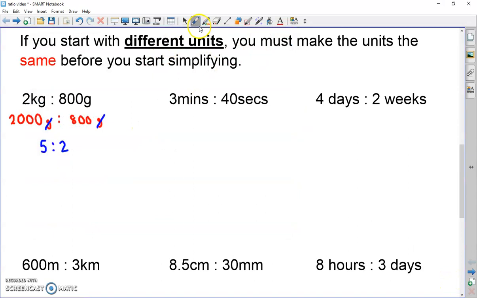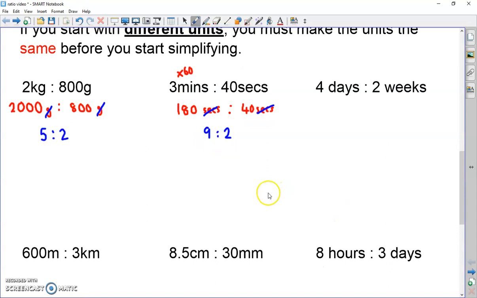Let's have a look at the next one, and then you can do a couple yourselves. This time you've got a mix of minutes and seconds. The easiest thing to do is to change this into seconds. 60 seconds in a minute. So that's 180 seconds on this side. And 40 seconds on that side. We can get rid of the seconds bit now because they're matching. We don't need the units. And if you divide that down, you should get 9 to 2.